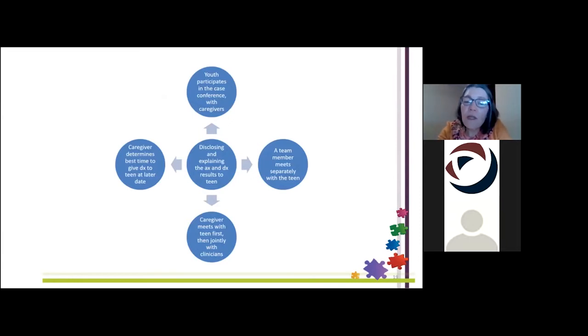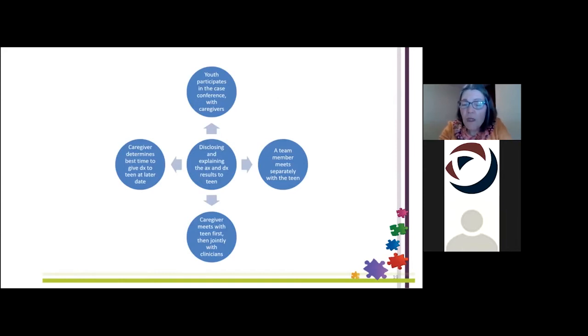When disclosing and explaining the assessment and diagnosis result to a teen, there are different options that you can choose. The youth may participate in the case conference with the caregivers when given the diagnosis and outlining the recommendations. A team member may meet separately with the team to explain the diagnosis without the caregivers present.